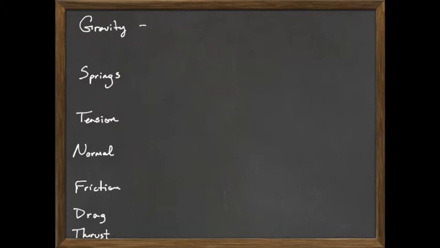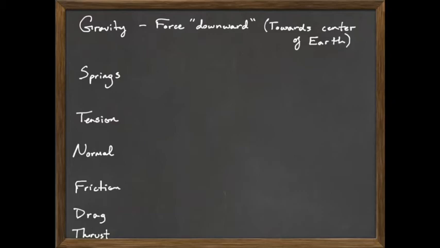All right, so gravity, of course, we already know. It's a force downward, and it's always towards the center of an object. So it's a force downward, which is relative to us on the planet. What we really mean by that is towards the center of Earth. Because no matter where you are on Earth, this force tries to pull you towards its center, which is relatively downward anywhere you're standing.